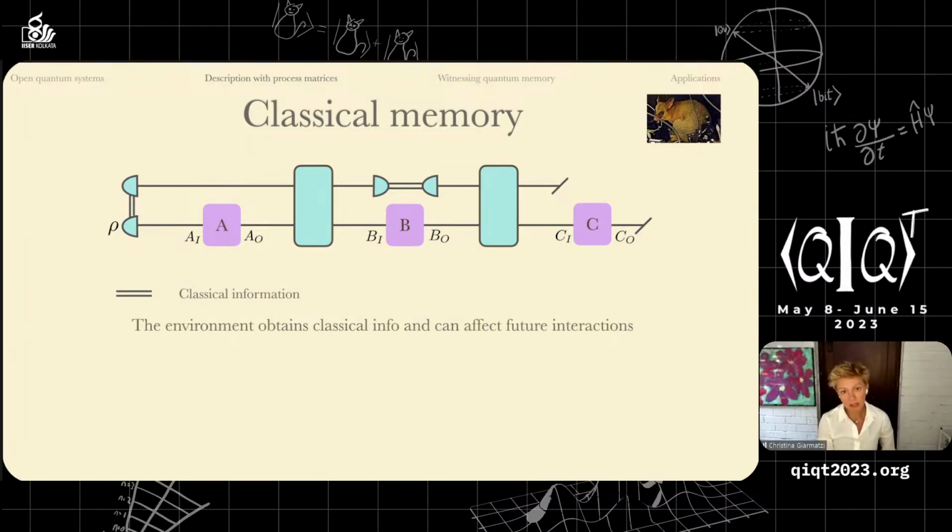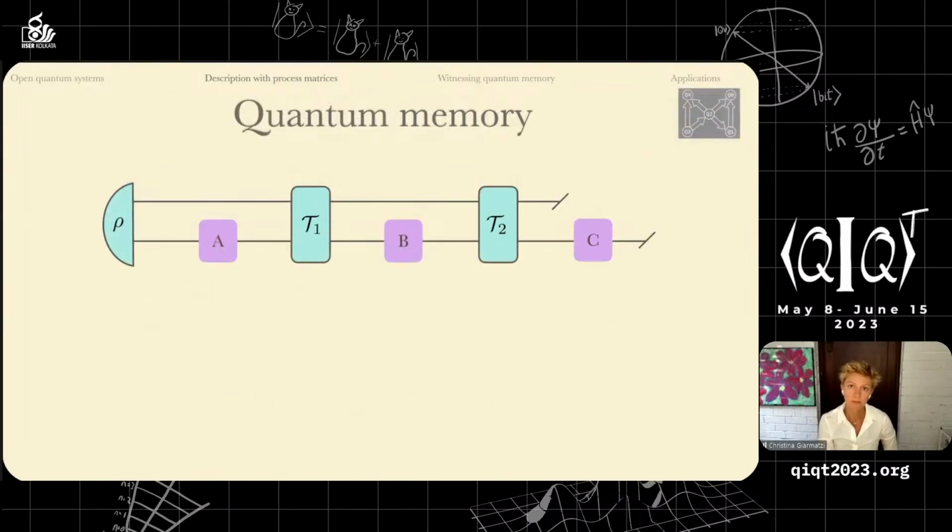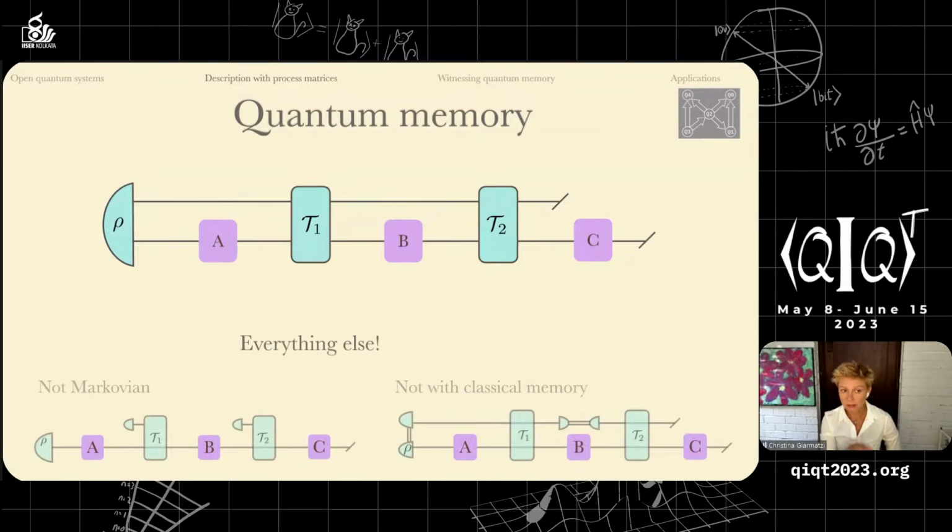And in terms of a process matrix, the environment obtains classical information and can affect future interactions. We proved that it can be written like this. It essentially looks like a sum of Markovian processes, a sum of process matrices that look like the Markovian one. So now we have a form of the process matrix for what it means to have classical memory. And then how do you write a process matrix that has quantum memory? That would be anything else, everything that cannot be written in the Markovian form and cannot be written with a classical memory.